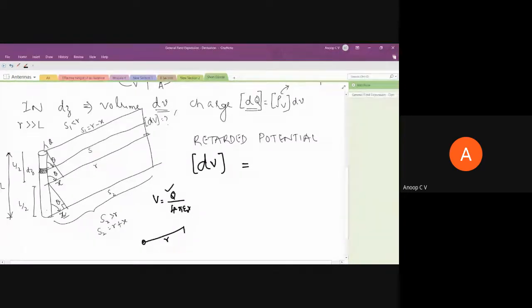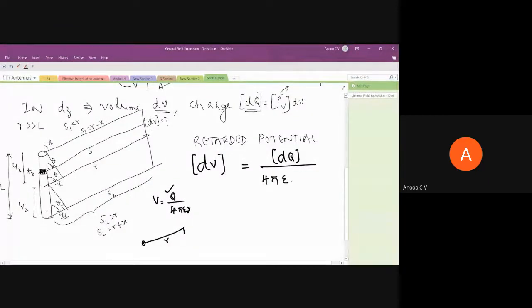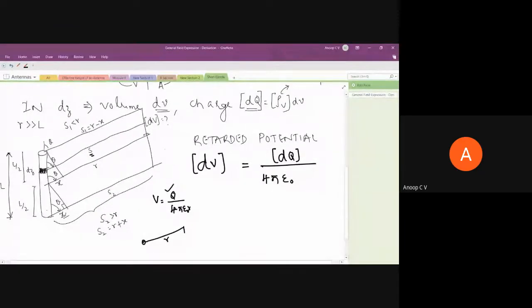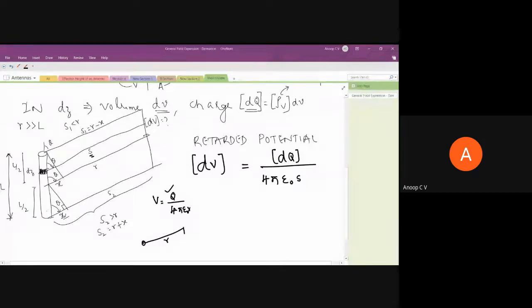Where Q is the charge, right? So here the differential volume has some charge dq. So I can write it as dq divided by 4 pi epsilon naught, and the distance is S. So dV is equal to dq by 4 pi epsilon naught S. Any doubt in this? I have written this. If anyone has any doubt, please feel free to ask me, or if you understood and are able to accept it, please do let me know.